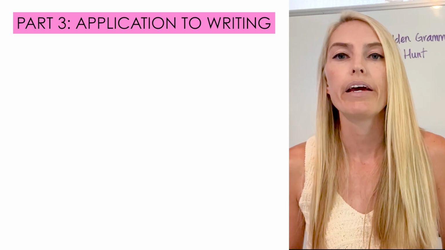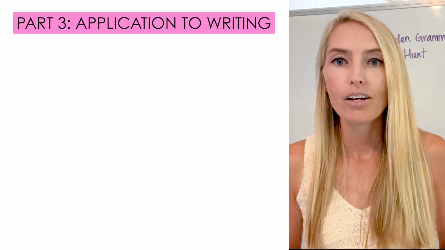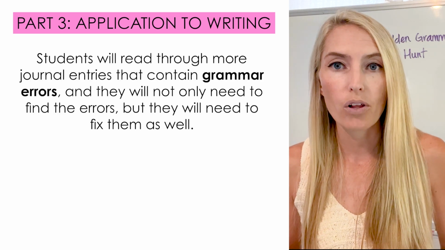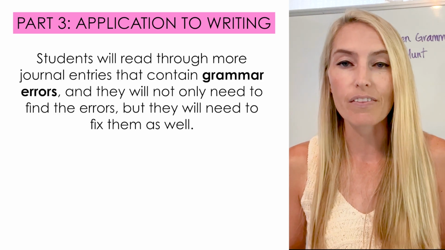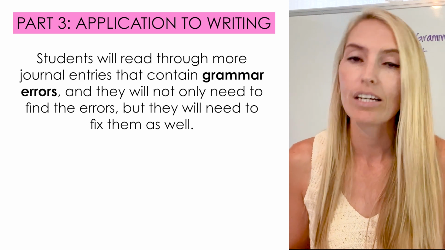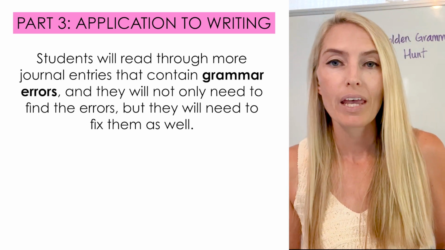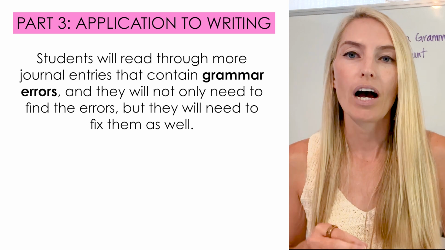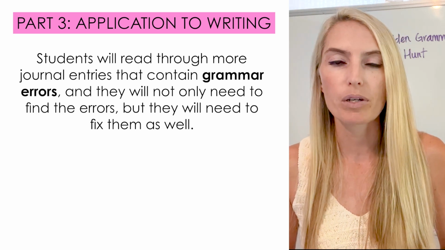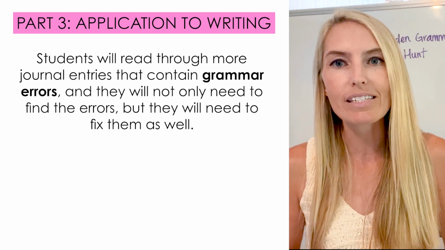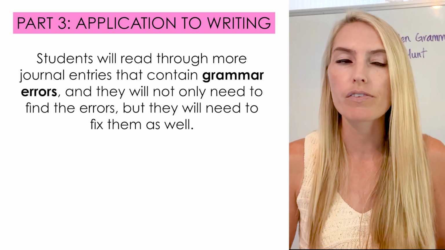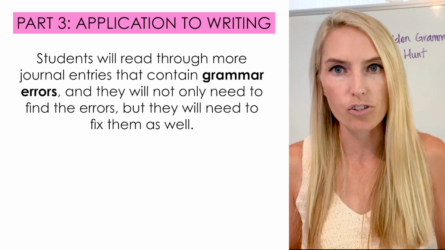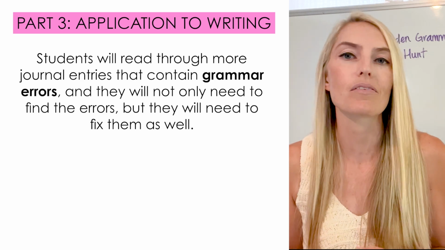Now, after students complete those fun tasks, the third and final part of our EB grammar framework comes into play, and that is application to writing. Students will read through more journal entries that contain grammar errors, and they will not only need to find the errors, but they will need to fix them as well. Since this particular Golden Hunt grammar activity only focuses on crafting better sentences using correct verb shifts, it's completely approachable for students, right? We're focusing on one specific skill.